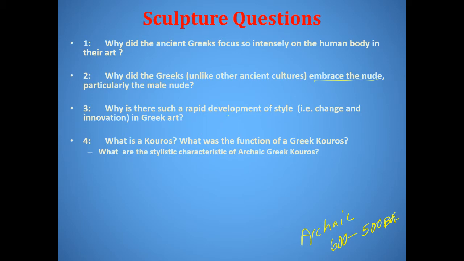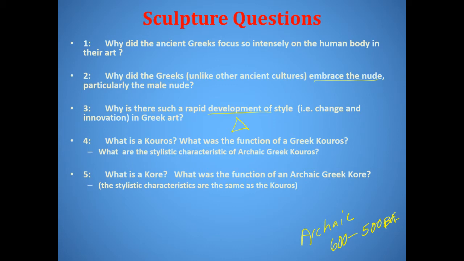Why is there such a rapid development of style? I would say change. When we were talking about the Egyptians, one of the things that we said is that there's a great deal of continuity. Here in Greece, we're going to see the opposite. We're going to see a great deal of change. And so it's worth asking that question, why is it that we see change in one? Why is it that we see continuity in the other? And then some basic things, the concept of a kouros, the concept of a kore. In general, a kouros is a man and a kore is a woman.